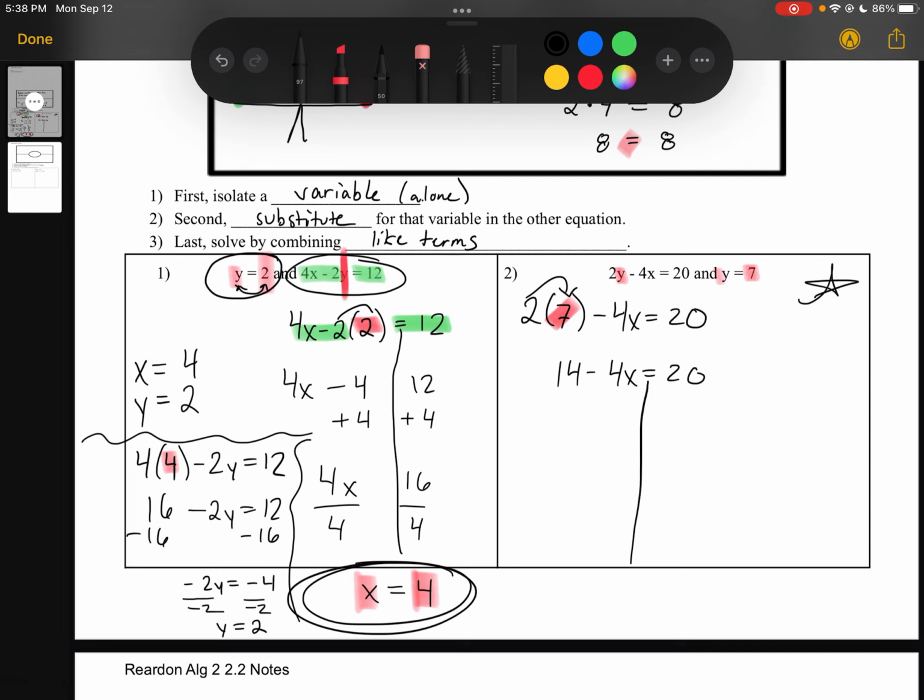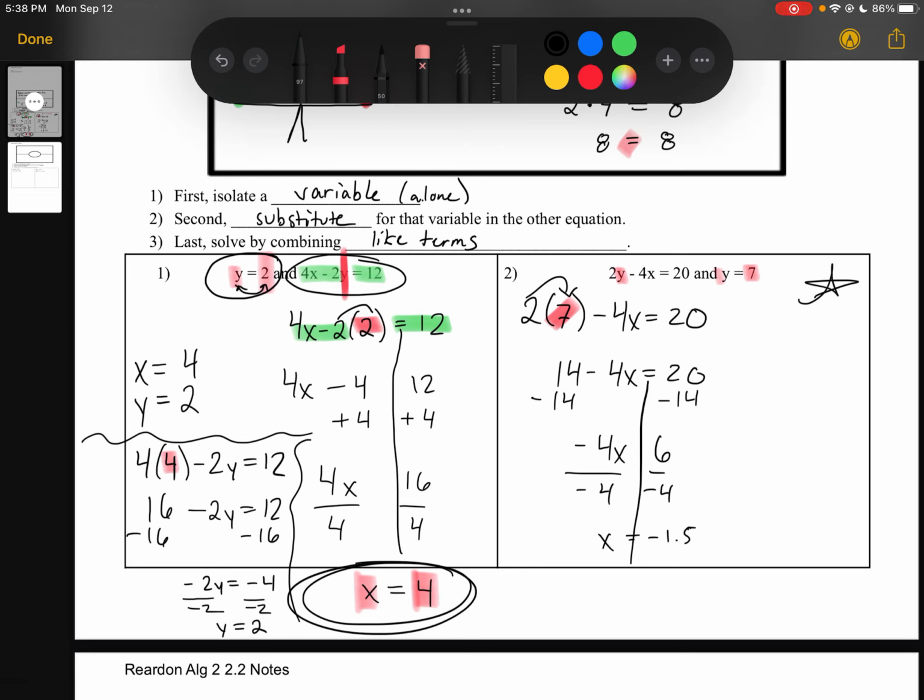And from there, draw our algebra line straight down. Subtract 14 from both sides. Minus 4x is 6. Divide both sides by -4. And x equals -1.5. In this case, there's no rounding, so -1.5 is okay. You are allowed to have a decimal if it doesn't round, so no big deal there.